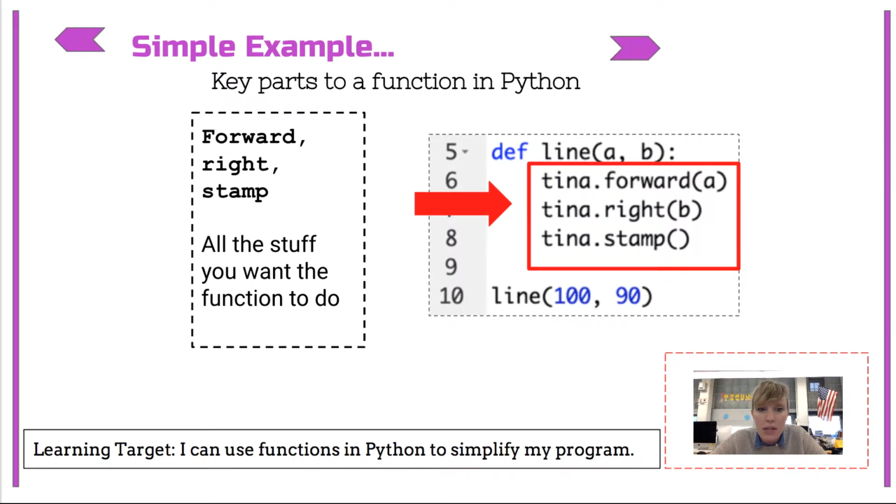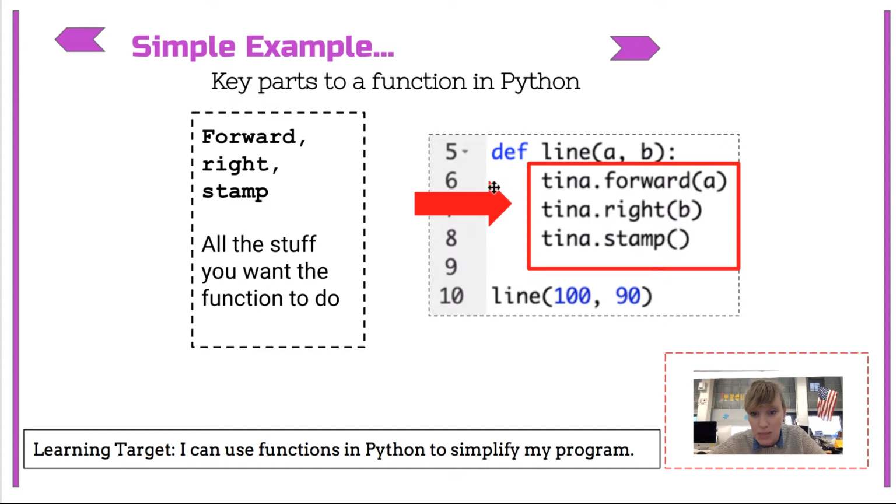Okay, the parts of a function, so the forward, right, and stamp, these are all the actions that you want the function to do. And they are part of the function because they are tabbed into the function. There's one level of tabbing, which is the 4 spaces, or you hit the tab key. Now, notice that the function's first line is like the for and the while and the if and the elif statement where it has a colon, and we can tell the containment within it by the tabbing, right?